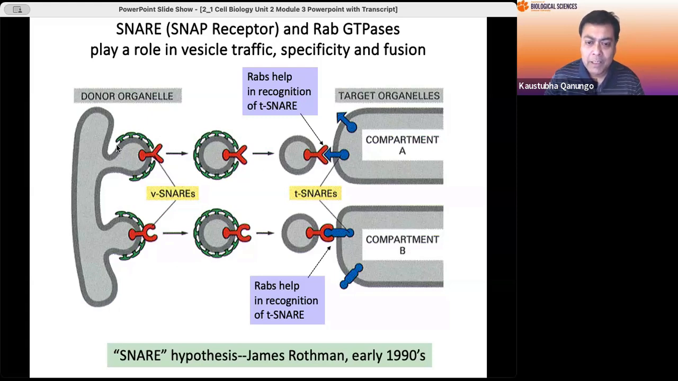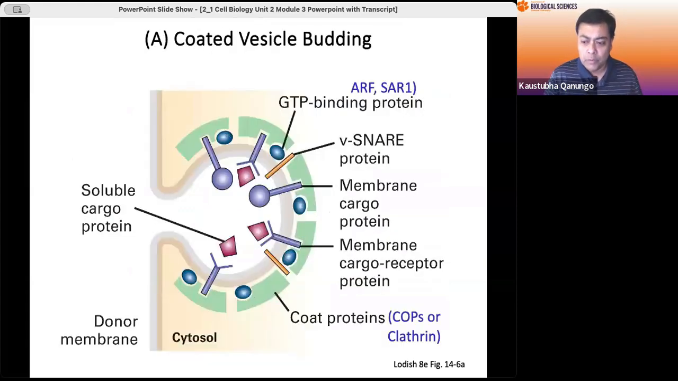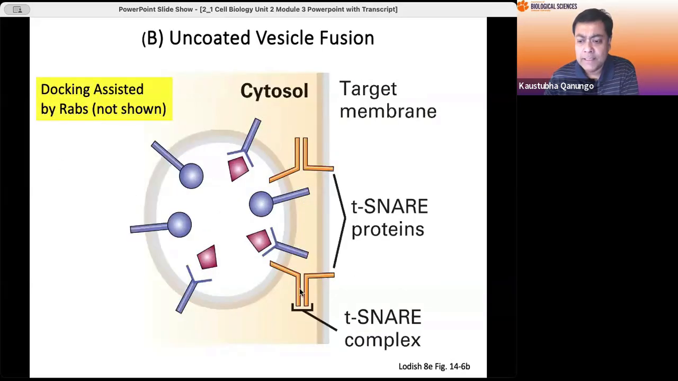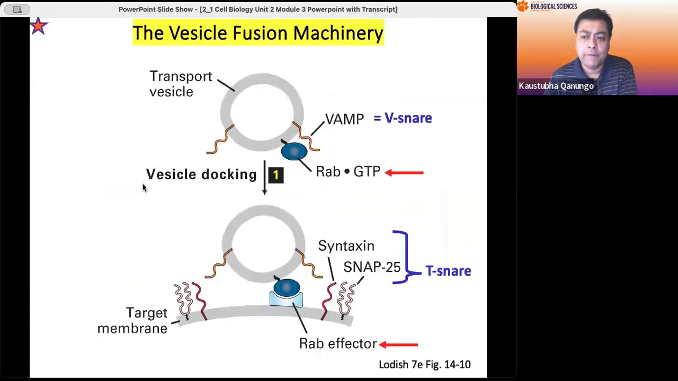Again, I'm repeating that. The mechanical forces for formation of the vesicles are SAR1, ARFs, and then you have clathrin, COP1 and COP2. Those are for formation of the vesicle. Fusion of the vesicle will require the t-SNARE and the v-SNARE. Recognition of the target will need the RABs. I'll sum it up so that it becomes easier. What are the RABs? We're going to see that. This just shows you all the independent components of that, and how it's fused.